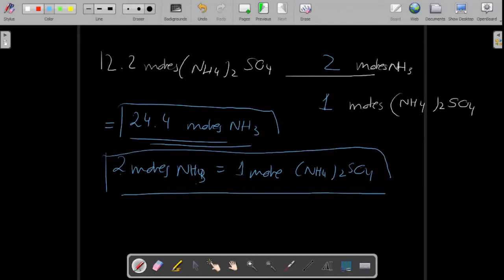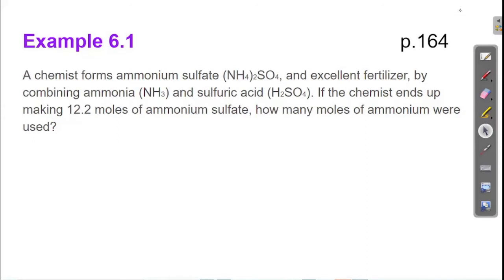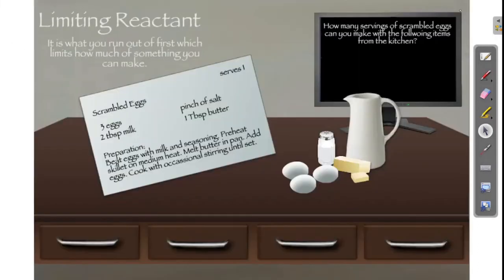Okay, so let's go back to instruction. Let's talk about limiting reactant. It should make sense that if you run out of one of the reactants, the reaction will stop. You can produce as much product as the reactants allowed you to produce. So whichever reactant you run out of first becomes your limiting reactant. It limits the reaction.